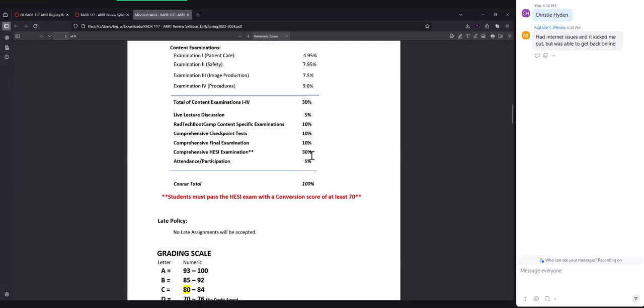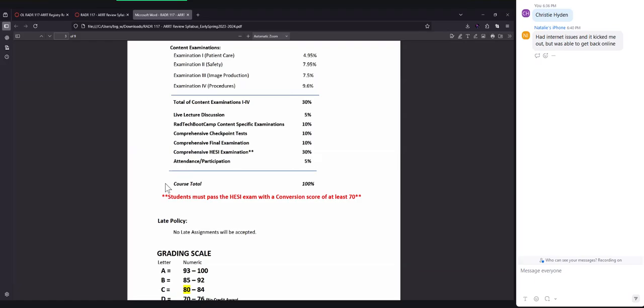Now, the HESI will count for 30% of your final average. Attendance and participation. Of course, attendance is going to come from the chat that you've typed in your name for proof that you attended the lecture. That's only 5%.